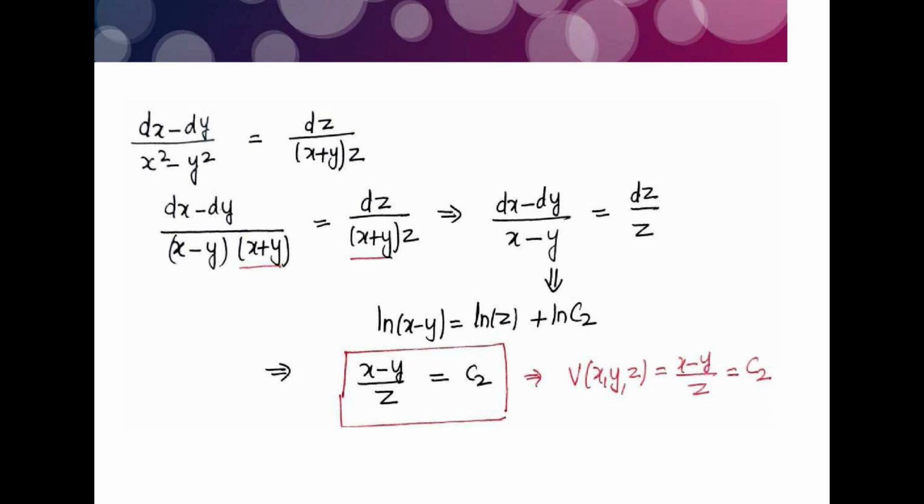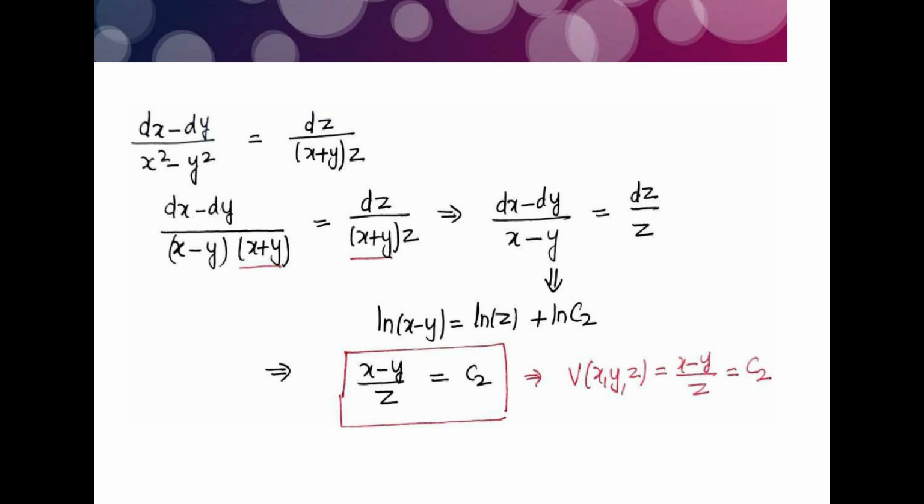So dx minus dy divided by, I am subtracting the denominator also. So in the denominator we have x square minus y square, and I can compare with this the third term, that is dz upon x plus y into z. Now in the first ratio, I can simplify the denominator. We have x square minus y square. I can rewrite this one as x minus y into x plus y.